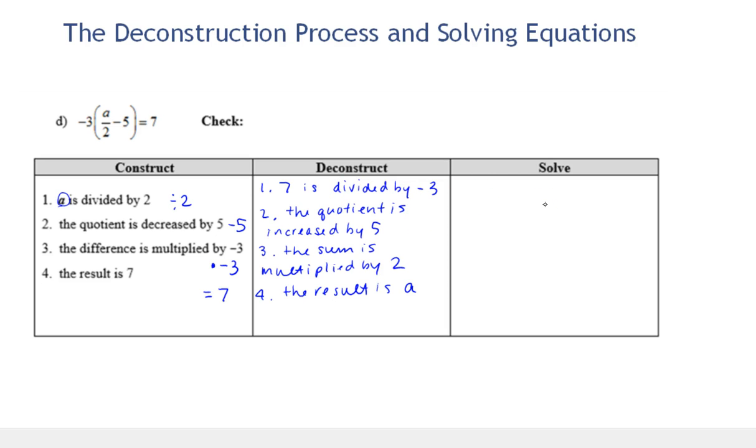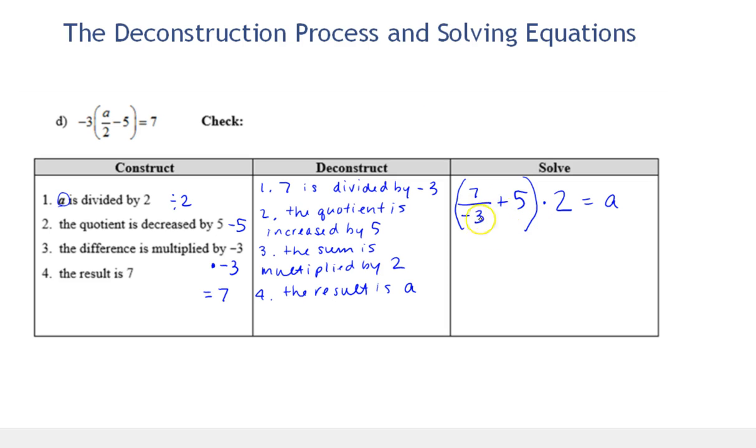So 7 is divided by negative 3. The quotient is increased by 5, so I'm going to add 5 to this fraction or quotient. The sum is multiplied by 2, so I'm going to put the sum in parentheses so I know I'm multiplying the whole sum by 2, and the result is A, so this equals A. Okay. So now let's perform the arithmetic so we can solve for A.